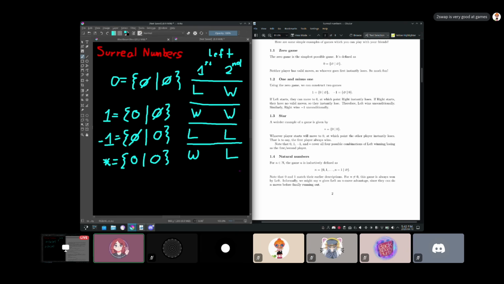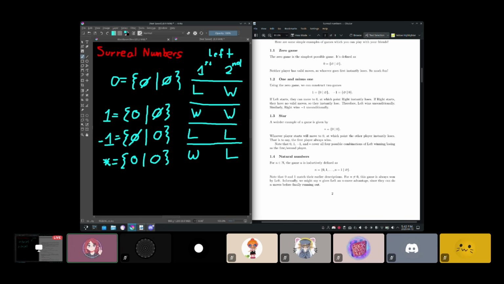So you can see how this table fills up, right? Basically, you have these 4 different possible outcomes. Left can win or lose going first, they can win or lose going second, and all 4 outcomes are possible. The simplest games that represent those outcomes are these 4: 0, 1, -1, and star. Star is kind of weird because the other ones are clearly named like numbers, and star is just named star. So what's going on there? Well, we'll see that in a bit.